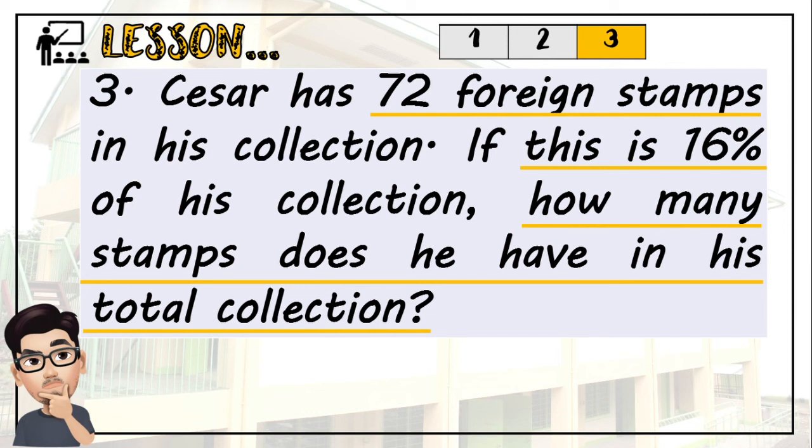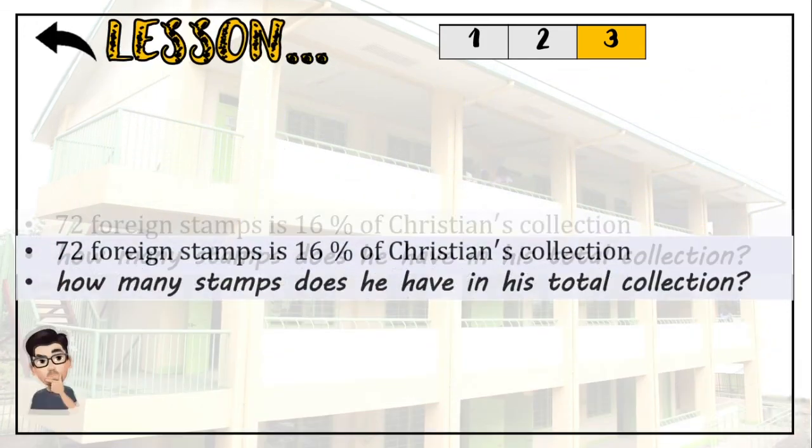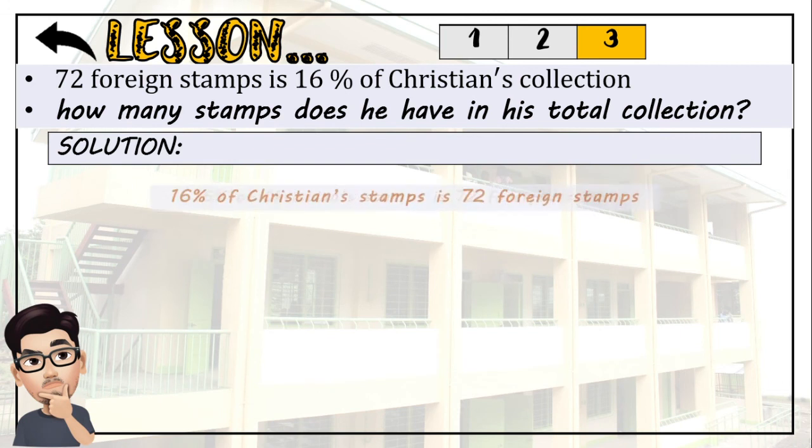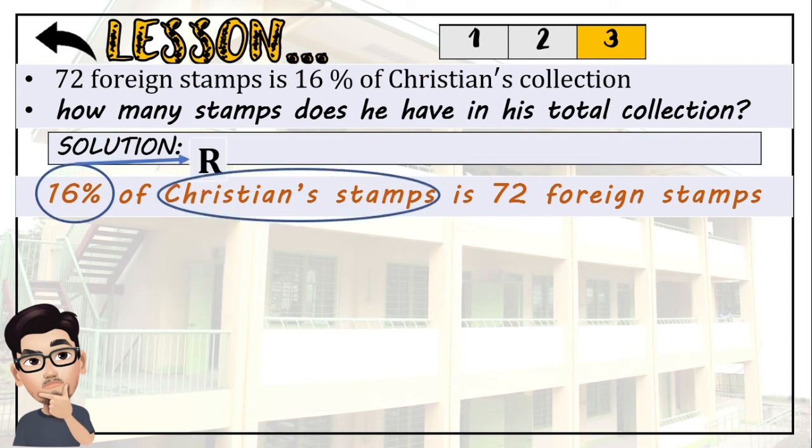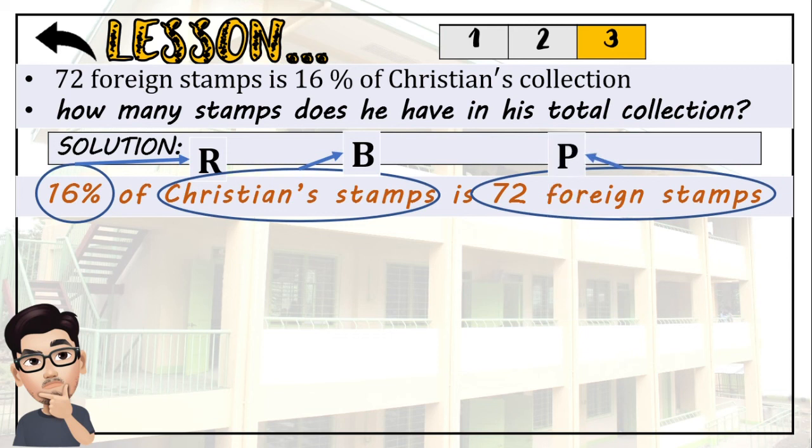So, definitely, yung may percent sign will be our rate. Then, yung malapit sa "of" is yung "of his collection". So, of his collection, ang nawawala ay yung bilang kung ilan yung kanyang stamp collection. So, let's make a statement muna about that. Our statement will be 16% of Cesar's stamps is 72 foreign stamps. So, 16% will be our rate. Then, Cesar's stamps na malapit sa "of" will be our base. And yung "is" 72 foreign stamps will be our percentage.